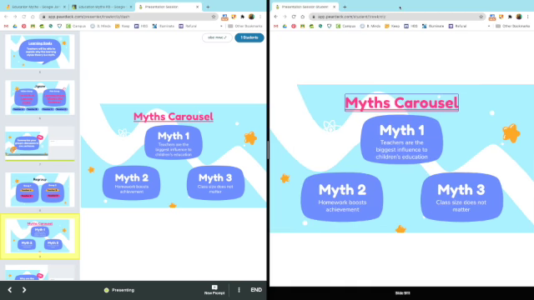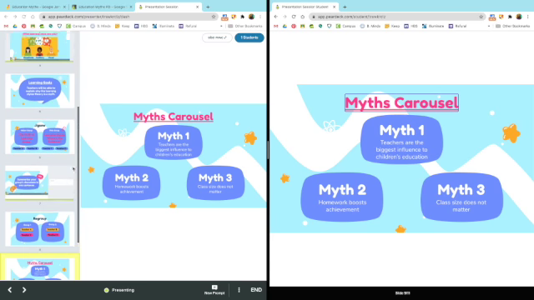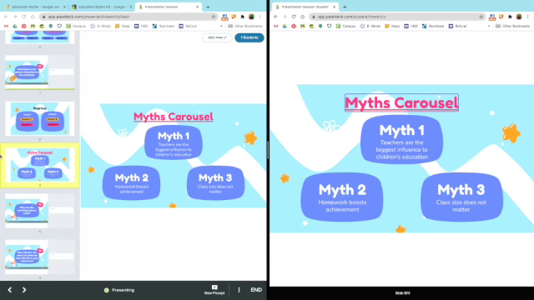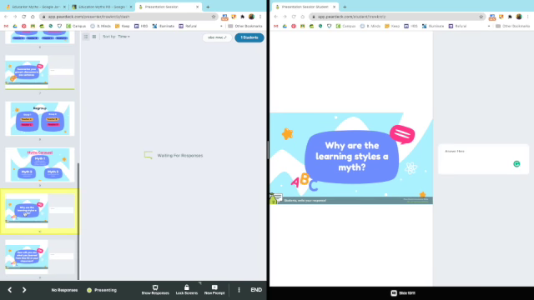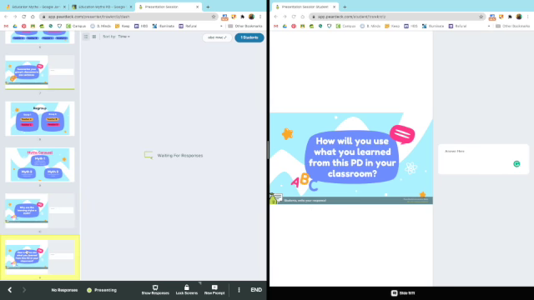So once we have completed the Jamboard, I would start to wrap up my presentation by asking, why are learning styles a myth? And I would have my teachers explain to me why these learning styles are not real. And then lastly, I would ask my teachers, how are they going to use what they learned in this PD in their classroom?